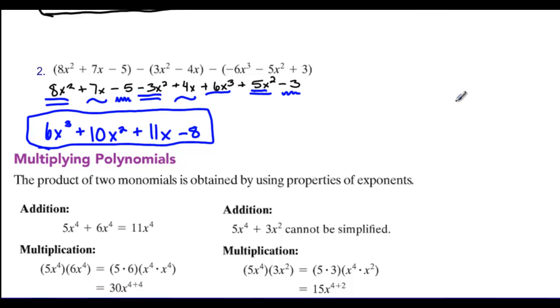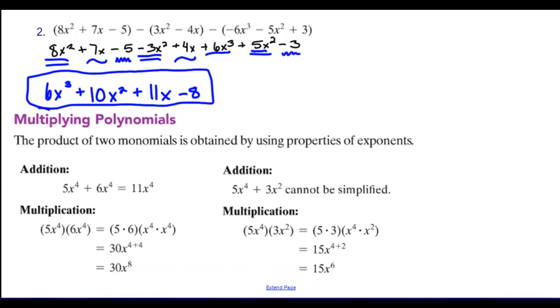All right. Let's come down and start talking about the difference between addition and multiplication. So you see something here: 5x to the fourth plus 6x to the fourth. We're going to be adding the numbers that are in front of the x to the fourths. So we have 5x to the fourth here, we have 6x to the fourths here. So in total, we have 11x to the fourths.